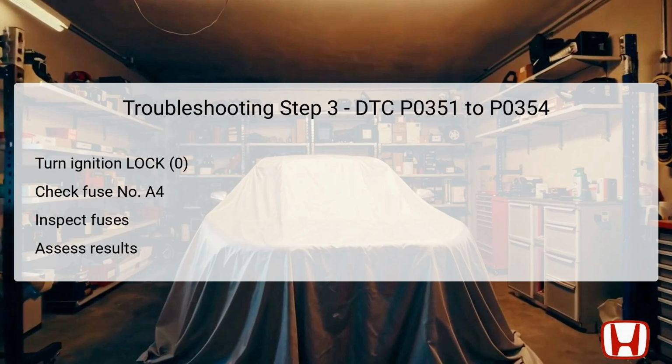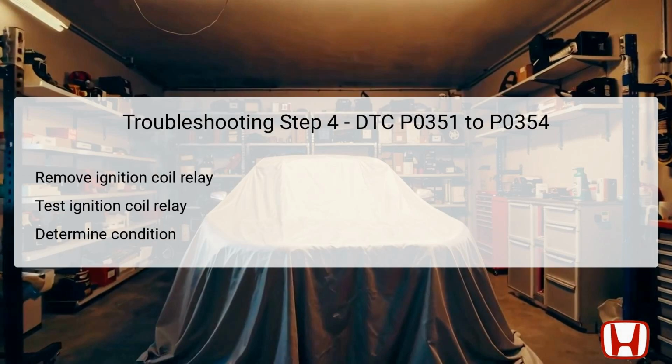However, if the fuse is blown, it suggests a short in the +BIG coil wire between the ignition coil and the number A16 fuse. This will require repair of the short circuit and a replacement of the blown fuse before moving forward. The fourth step consists of checking the ignition coil relay to assess its functional state.